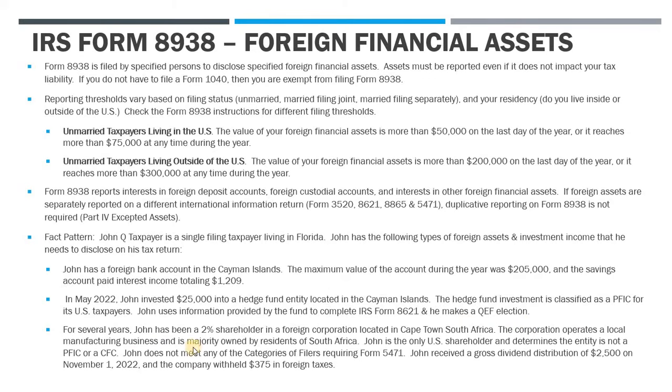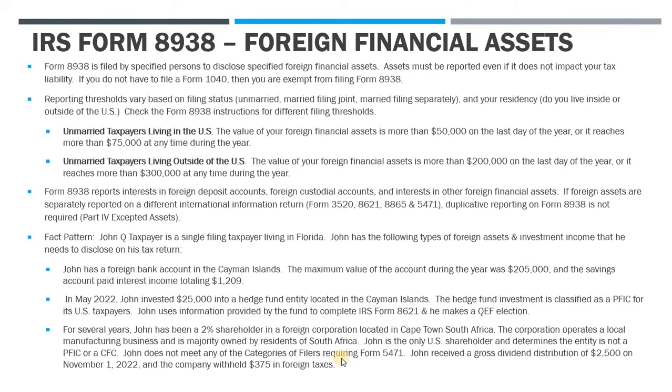And then the last one here, for a couple of years, John's been a 2% shareholder in a foreign corporation in South Africa. And so this entity operates a local manufacturing business. It's majority owned by residents of South Africa. And John's the only U.S. person, and so they do this analysis to make sure, okay, it's not a PFIC, there's no other U.S. persons here, it's not a CFC, and then John doesn't meet any of these other categories of filers, right?